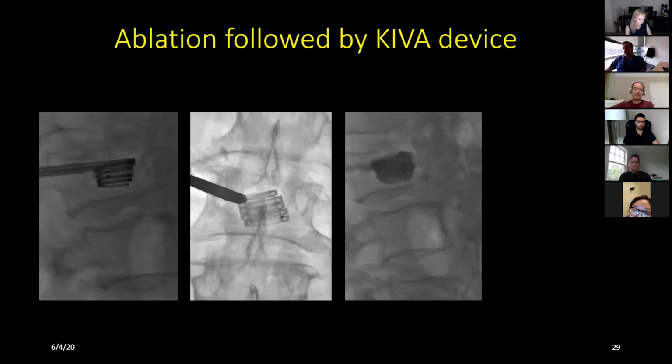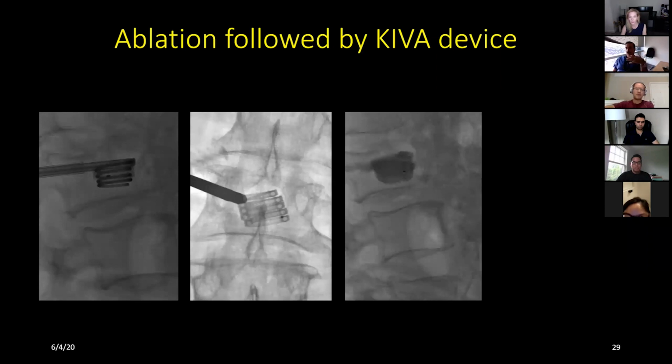So in this patient, actually, I used the Kiva device. And after I ablated this, this is a PEEK implant that has holes on the inside only. So as you push the cement in, the cement stays within the device as such, and there is very less chance of cement extravasating on the outside of this device.